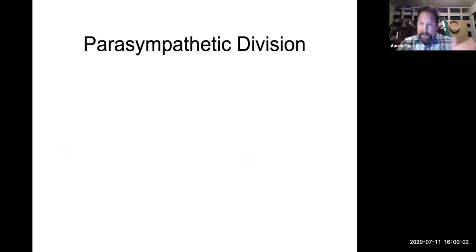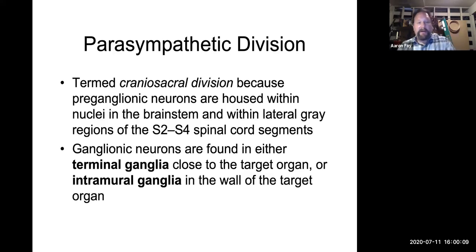Now, for the last part of part one, I'm going to start talking about the parasympathetic division of the ANS. Right? This is sometimes also called the craniosacral division. Remember where the cell bodies of the preganglionic neurons are found? In the brainstem and the very last portion of the spinal cord. Let me just read it. Termed craniosacral division because the preganglionic neurons are housed within nuclei of the brainstem and in the lateral gray horn of the sacral region of the spinal cord.